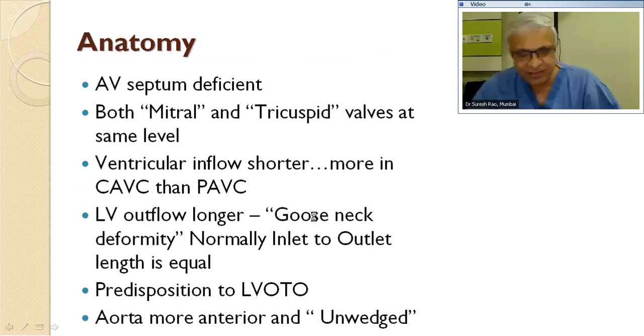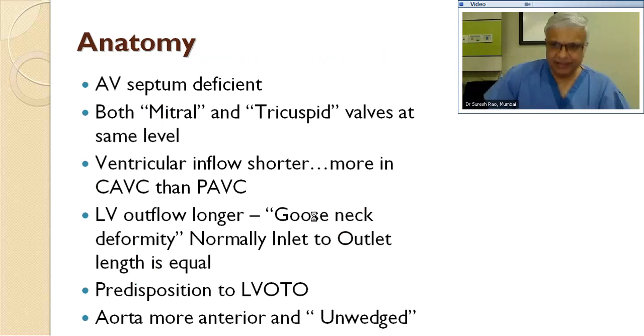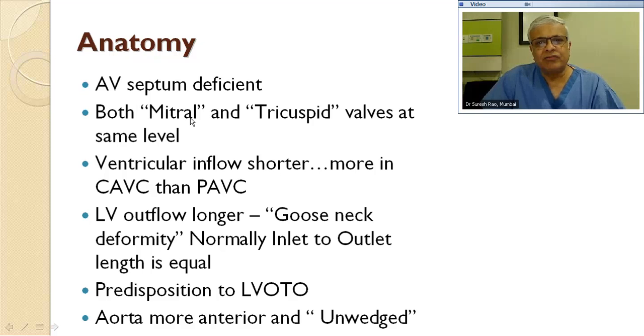Now, since this is a surgical lecture, you can't run away from understanding the anatomy of it because that's what we'll be fixing. And the first thing to understand is the atrioventricular septum is deficient. So both the mitral valve and the tricuspid valve are at the same level. As I told you earlier, the mitral is usually higher than the tricuspid valve by a few millimeters. Ventricular inflow is shorter. It's more so in complete AV canals than partial AV canals. And the LV outflow is longer, giving rise to what's commonly called a gooseneck deformity.